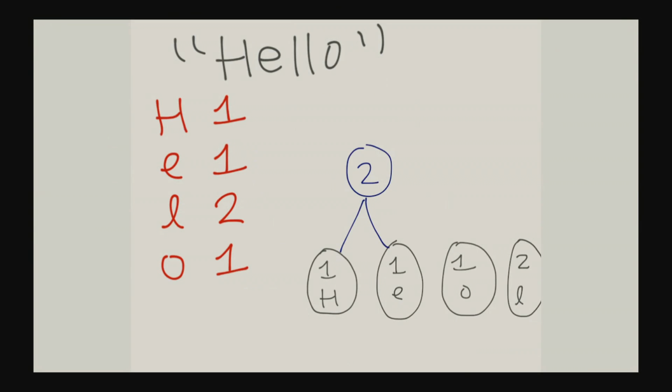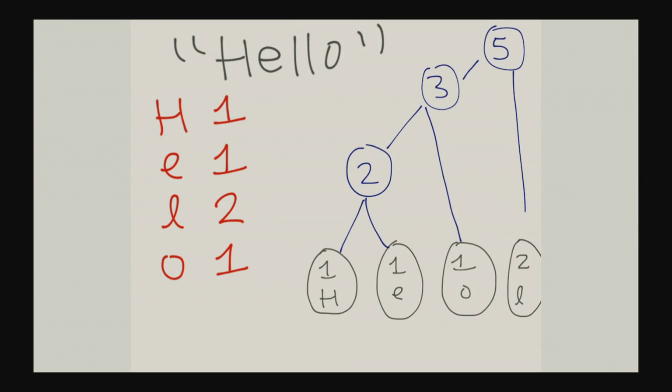Now we look at the next 2 lowest frequencies. That's 2 and 1. That could be either of those 2, but I'm going to choose this one. The sum is 3, and then finally I only have 2 left. So then that becomes 5. And then here, as expected, if I fill in basically the encoding for that, 1s are always the right branch and 0s are the left one.